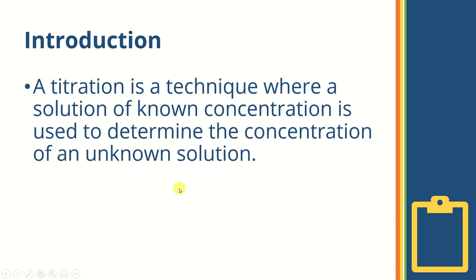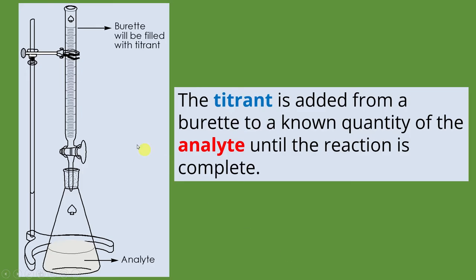The titration is a technique where a solution of known concentration is used to determine the concentration of an unknown solution. The equipment is shown here. You need a burette to let the titrant, which is the known concentration solution, add dropwise into this analyte or sample that you need to find the concentration of. Control the speed with this stopcock.